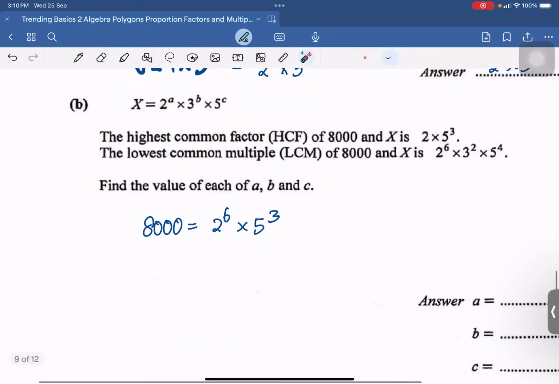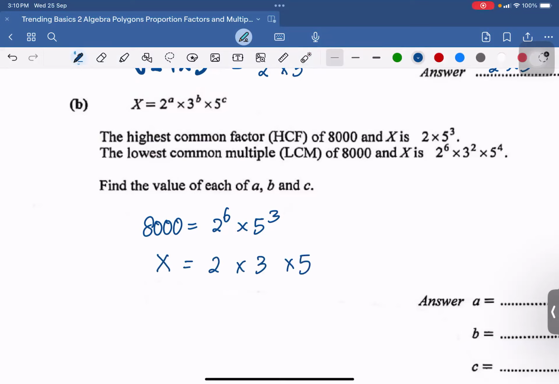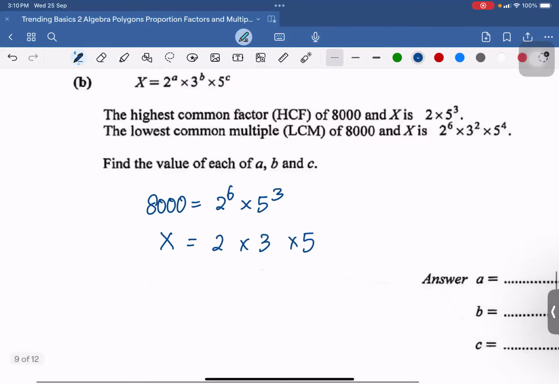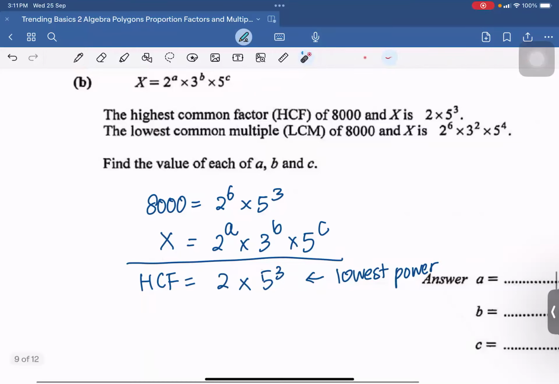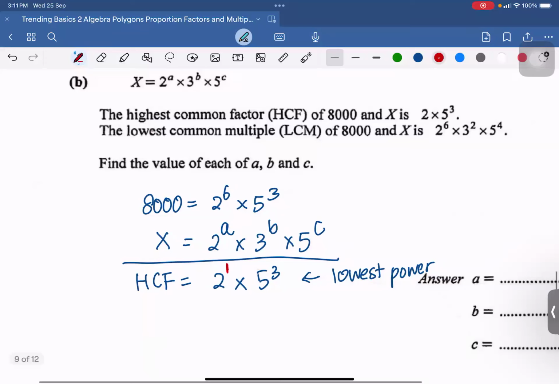Then they say they have an x, 2 to the power of something I do not know, 3 to the power of something I do not know, 5 to the power of something I don't know. They say that the highest common factor is 2 times 5 to the power of 3. When you choose highest common factor, it means you choose the lowest power. So if I choose the lowest power, the smallest power over here is 2 to the power of 1.